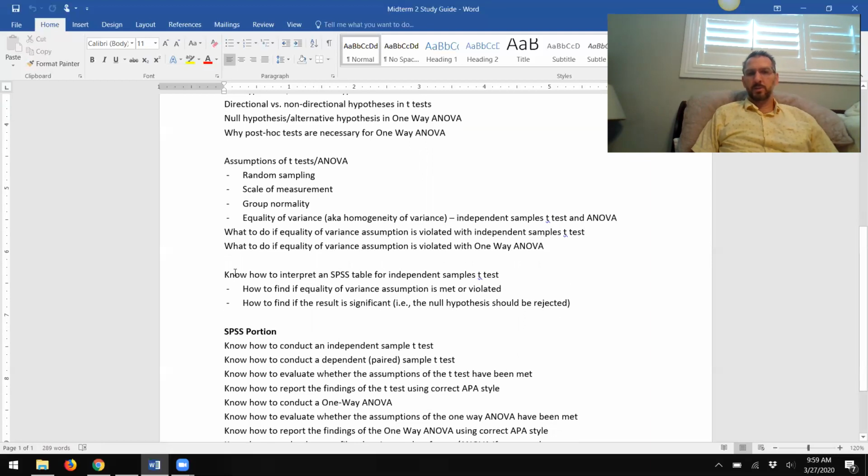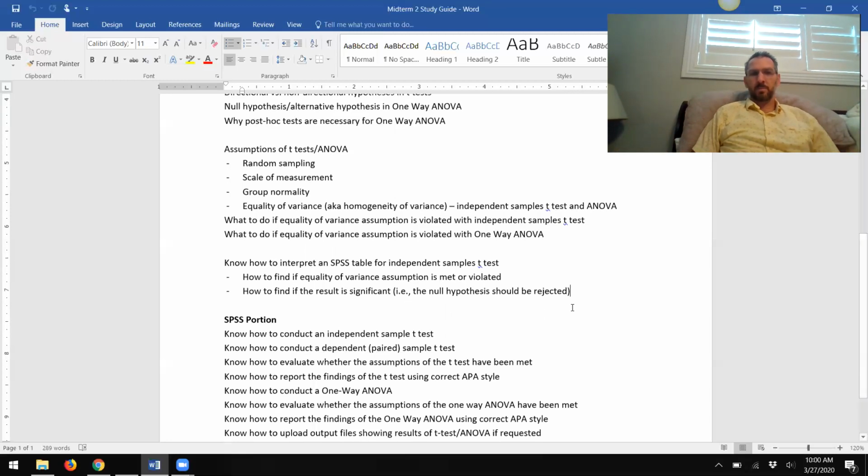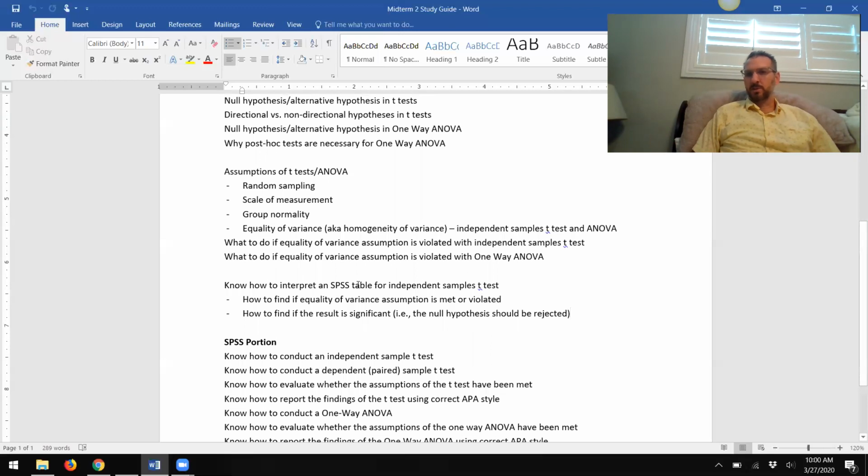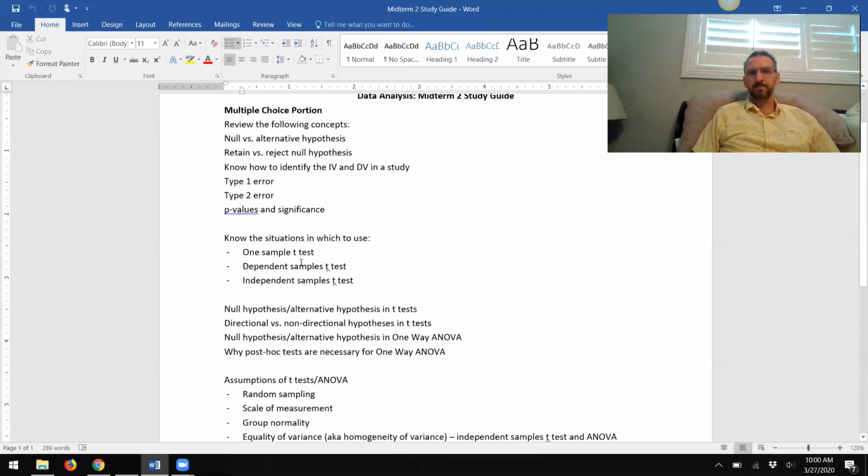Okay, this is just asking you, if I gave you the independent samples t-test SPSS output, can you interpret it? Can you find the equality of variance assumption and tell me if it was met or if it was violated? And can you find the result, if the result was significant, and should the null hypothesis be rejected? So again, that's just reading the output, knowing how to make the right decisions from it. And you don't actually have to run the SPSS for this multiple choice section.